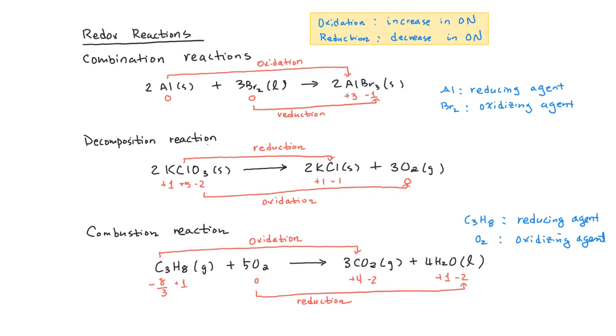So let me start with the first chemical reaction, which shows the reaction between aluminum and bromine to produce aluminum bromide. In the case of aluminum, the oxidation number is 0. Bromine is also 0 because they both belong to elements. On the other hand, the oxidation state of aluminum in aluminum bromide will be +3.